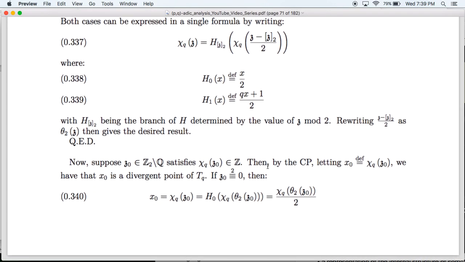Now, suppose we have an irrational 2-adic integer z0 that chi-q sends to an integer. Then, by the correspondence principle, setting x0 to be that integer, we then have that x0 is a divergent point of Tq. If z0 is even, note what happens. x0 is chi-q of z0, which by the formula we just proved is H0, because z0 is even, times chi-q of the shift of z0. Here, we were just writing out the definition of H0, we get this.